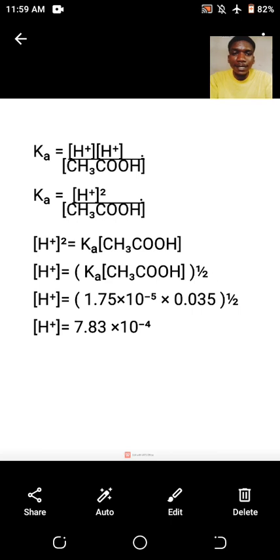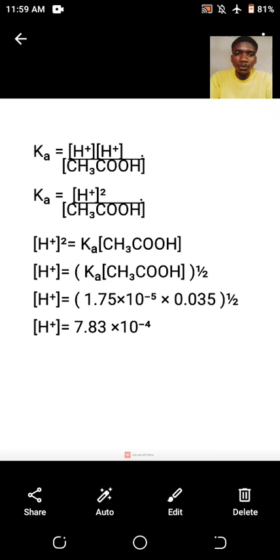We are interested in making the concentration of hydrogen ion the subject of the expression, and since it has a square there, we can eliminate the square by taking the square root of both sides. Therefore, the concentration of hydrogen ion is equal to Ka times the concentration of acetic acid, all in bracket, raised to the power of 1 over 2. Then let's substitute our values: the concentration of hydrogen ions is equal to 1.75 exponential minus 5 times 0.035, all in bracket raised to the power 1 over 2.